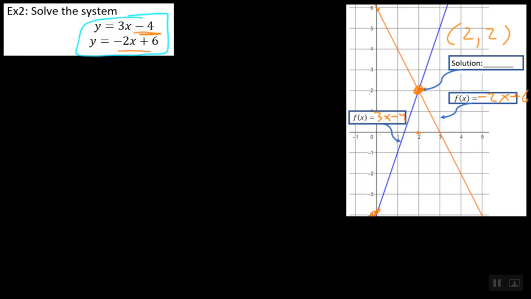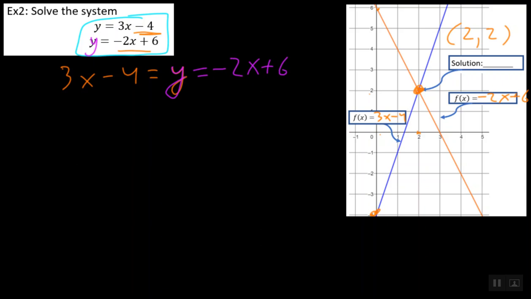Now, let's use some algebra. I want y'all to check this out. I'm going to rewrite this a little funky. We know that 3x minus 4 is equal to y. Using a different color though, we also know, see this y right here? We also know that y is also equal to negative 2x plus 6.